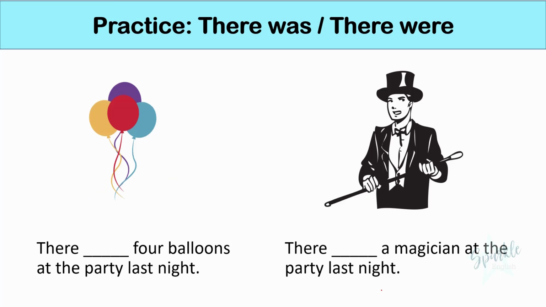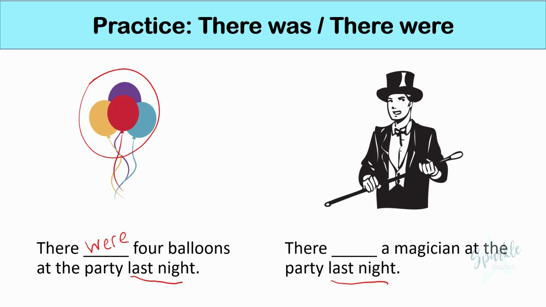Now let's say we're talking about the past. So we want to use there was or there were. We're talking about a party last night. There 4 balloons at the party last night. There a magician at the party last night. Do we use there was or there were? In the first example, we have 4 balloons, and that is a plural noun. So we have to write there were 4 balloons at the party last night.